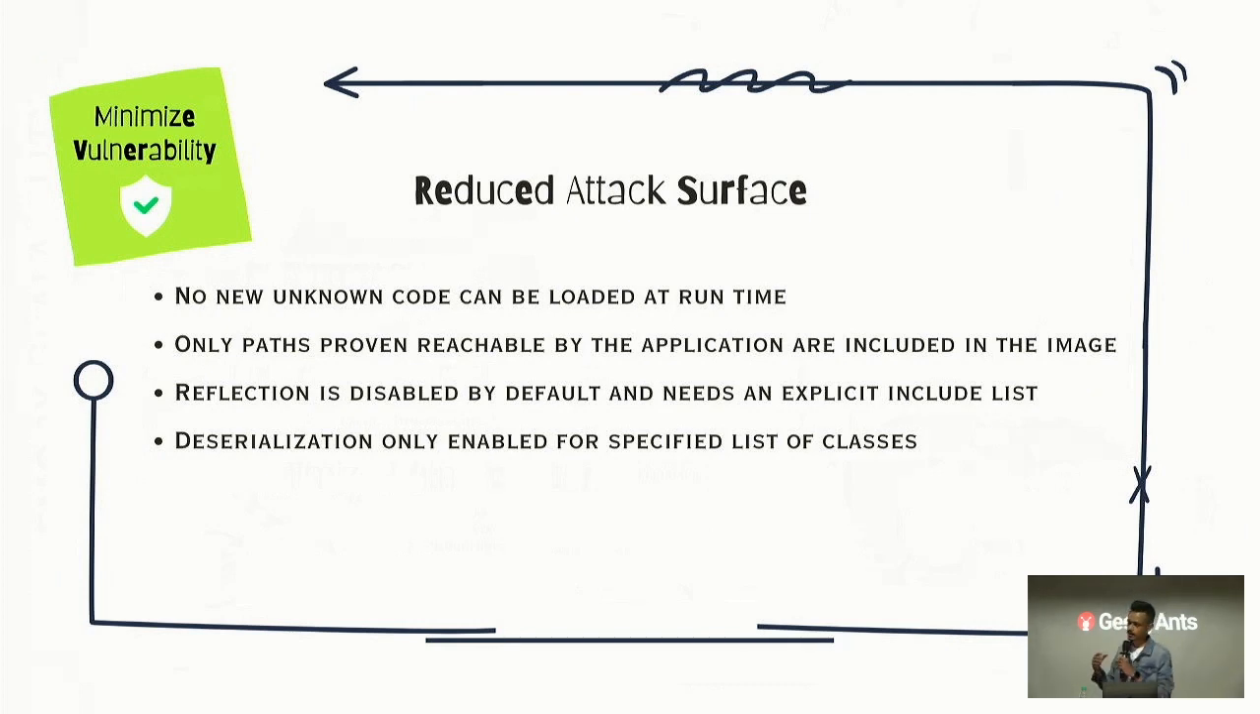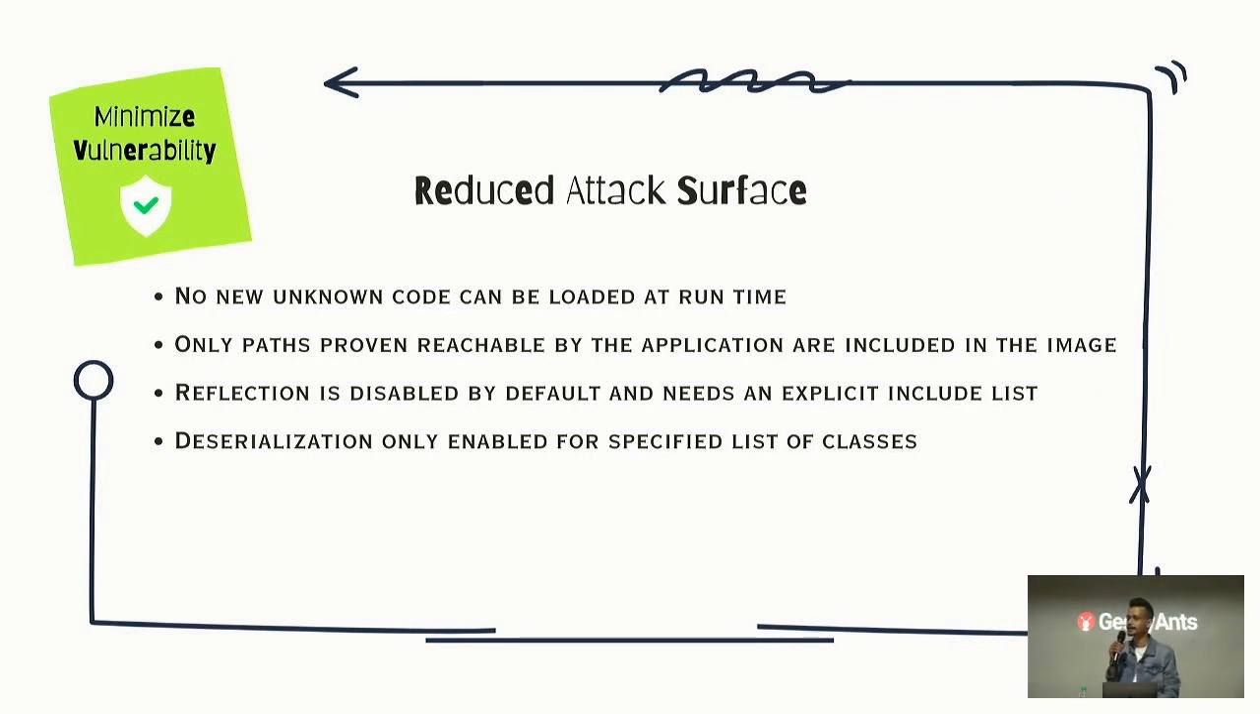As I told, it performs one reachability test, so it checks which code is reachable. If any unused code is there, which might create a security risk for your application, it will just remove it, and it will not allow anyone to reach that particular point either. And next is reflection is disabled by default.